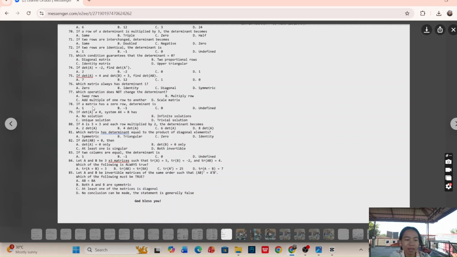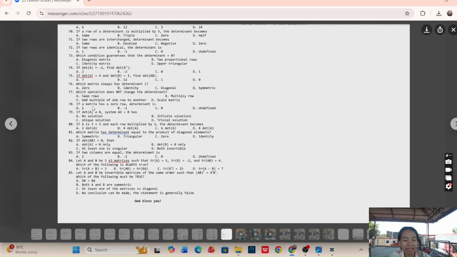Number 83. If two columns are equal, a determinant is. So to emphasize, if two columns are equal, what would be the answer for its determinant? So A is 1, B is -1, C is 0, D is undefined. By calculating the determinant, if two columns are equal, the right answer for number 83 is letter C, which is 0. And this is also because equal columns make the determinant 0.